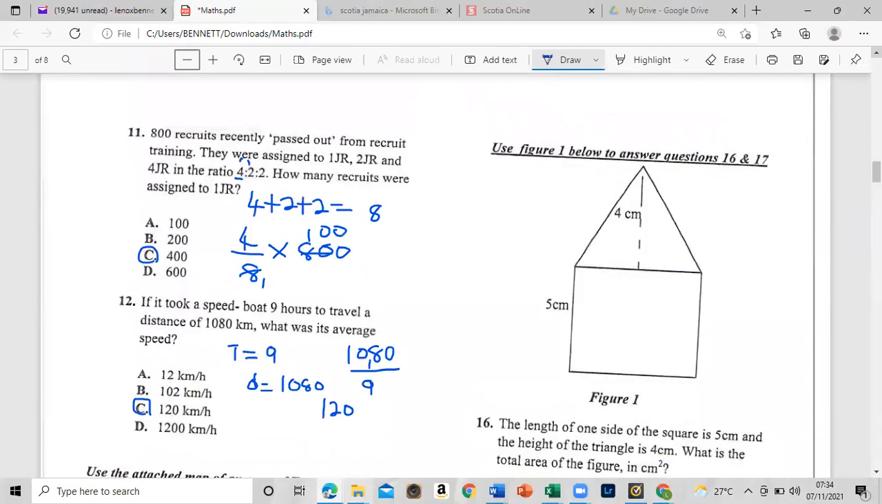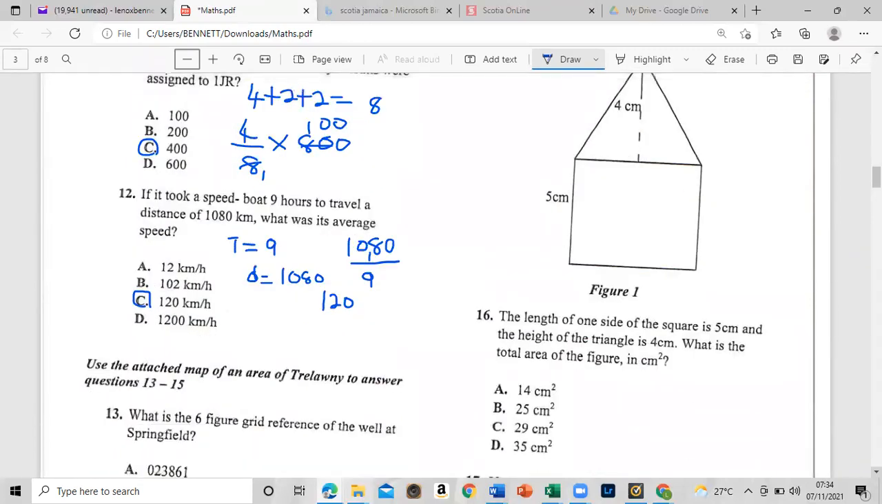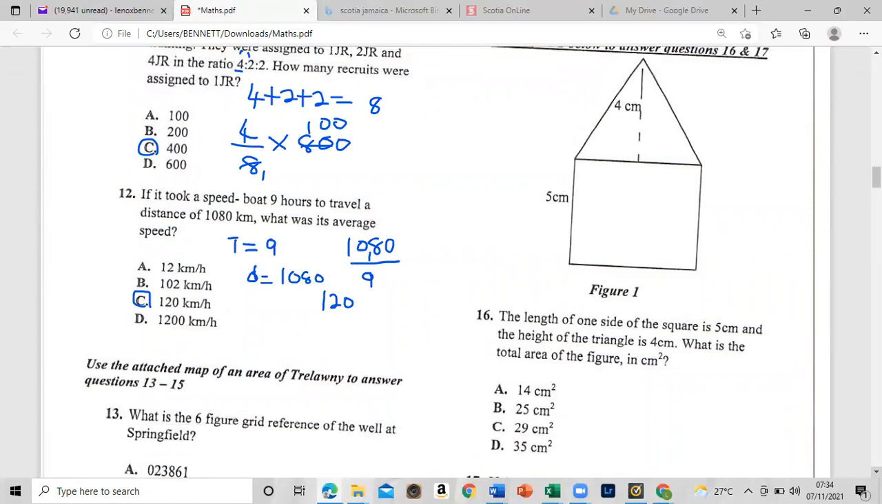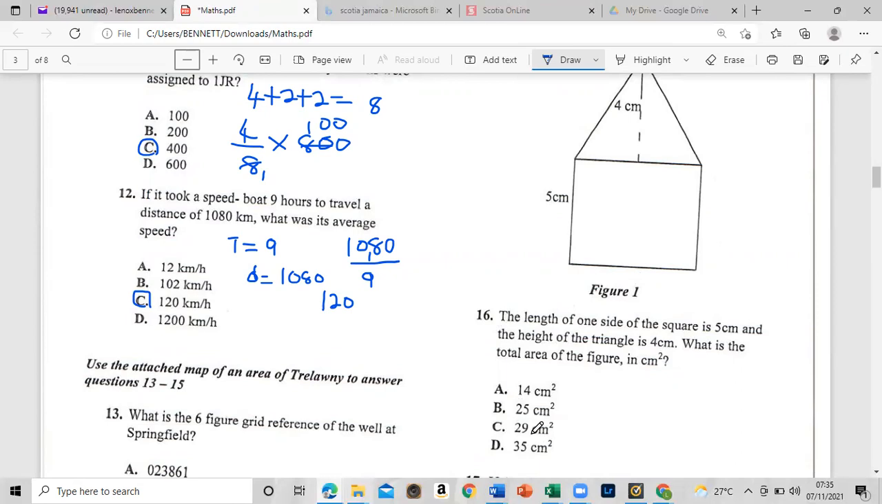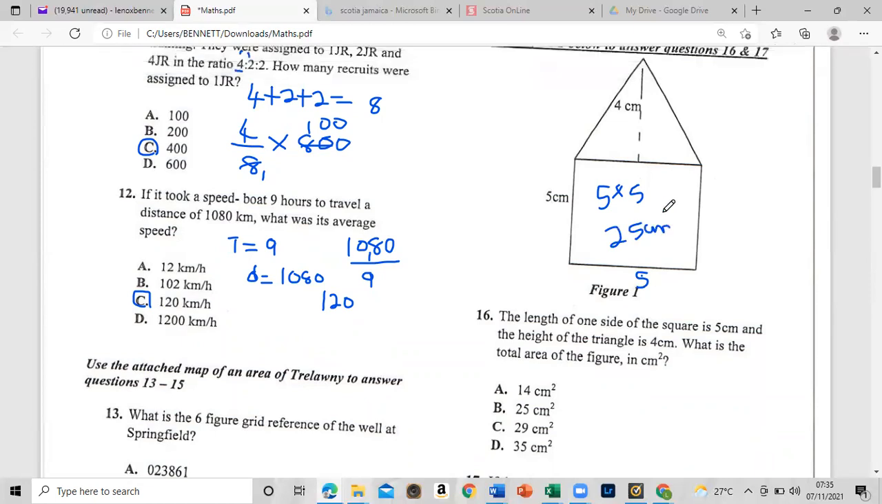All right. You say use the figure below to answer questions 16 and 17. The length of one side of the square is 5 centimeters, that is given, and the height of the triangle is 4 centimeters. What is the total area of the figure? So just looking at the options, already we know it's either 29 or 35, right? Because if this is a square and this is 5, to find the area we square it. So this is 5 times 5, already 25, and the triangle is not in it yet. So we know it's either 29 or 35.